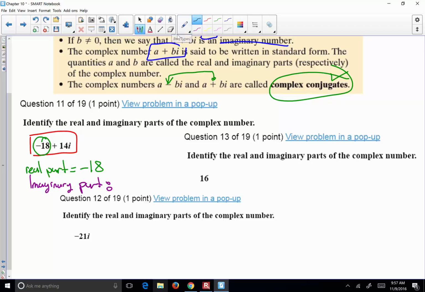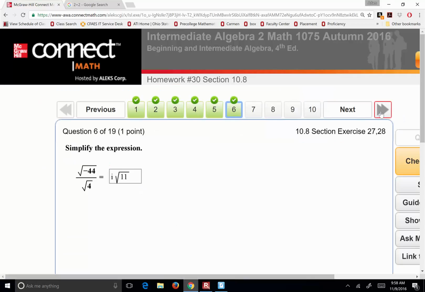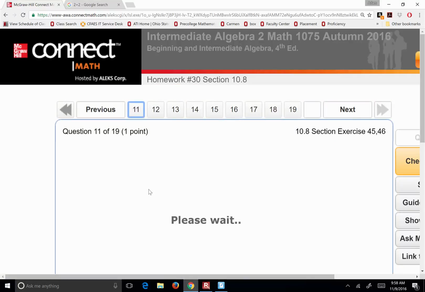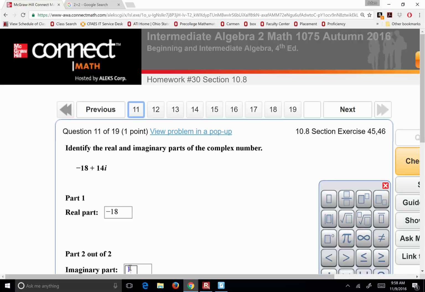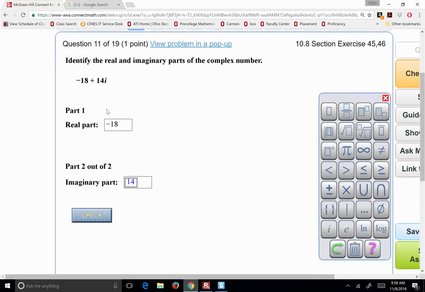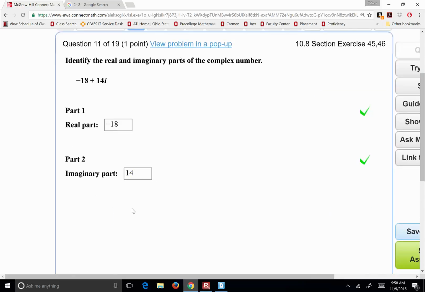Okay. How about the imaginary part? Anyone? 14. Okay, when I ask, there's a misconception. When I ask for the imaginary part, people name this whole thing, 14i, as the imaginary part, but no. We mean the number in front of i as the imaginary part, so don't include i. It's only 14. So when you put i, it's going to say incorrect. You only take the real number in front of i and call it imaginary.